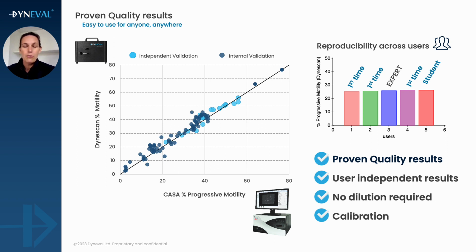We do have a calibration process, which is really there just to check that nothing within the instrument has moved out of place and that it's all functioning properly, to give you confidence that you're obtaining precise measurements.